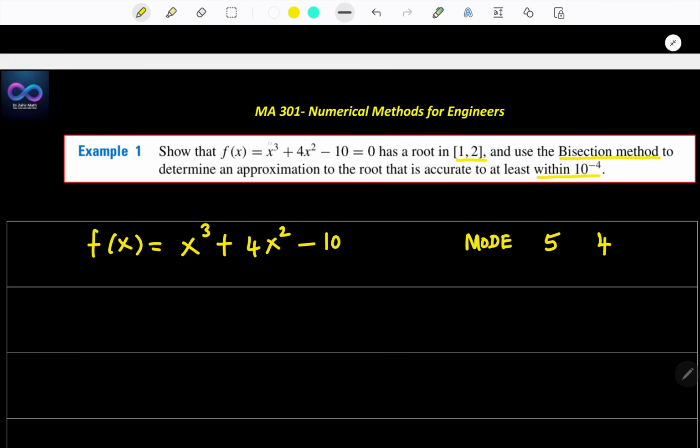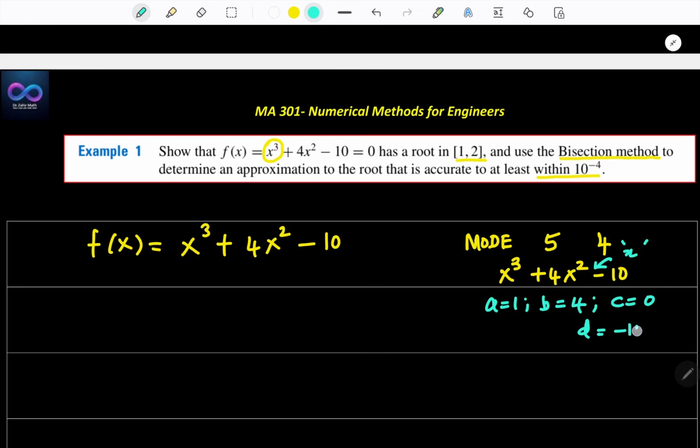Why number 4? Because it's a cubic equation: x cube plus 4x square minus 10. So I want to know what A, B, C are. A is equal to 1, B is equal to 4, C is equal to 0. Why, teacher, is C equal to 0? Because there is no x. See here, there is no x.